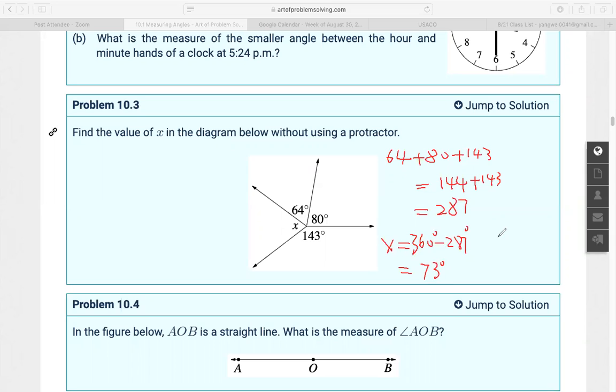Okay, Christina got it correct. Christina, you're very close. Julia got it correct. Sophie got it correct.